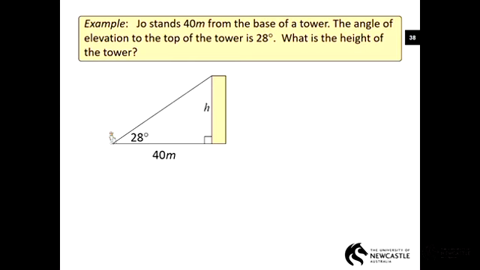All good. So tan of 28 must be opposite over adjacent. It's not the fraction one. The 40 can just come over. I can swap sides. H is 21.3. Okay, 40 tan 28. I'll put my metres back, the units.